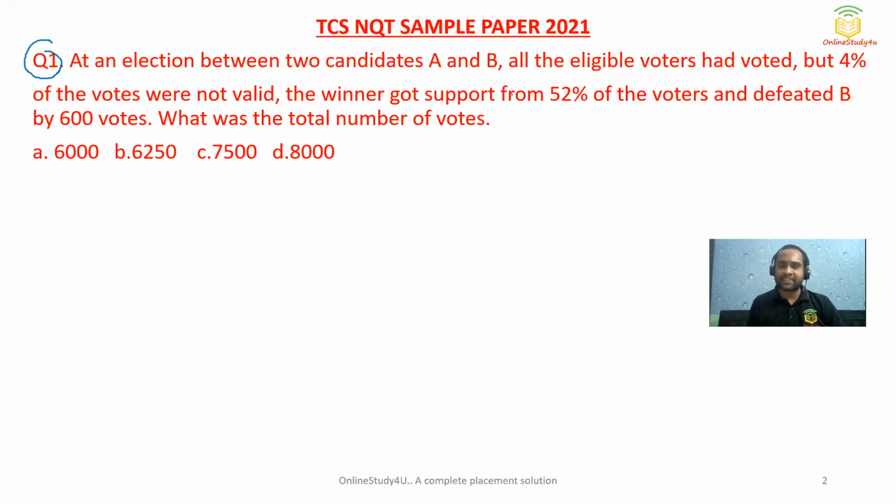At an election between two candidates A and B, all the eligible voters had voted, but 4% of the votes were not valid. So the total vote, suppose it is 100%. In that, friends, 4% of the votes are not valid. That means there are only 96% votes which are valid, right? Friends, see, when there will be a counting, there will be counting of only valid votes, not invalid votes. So invalid votes, 4%, we have removed.